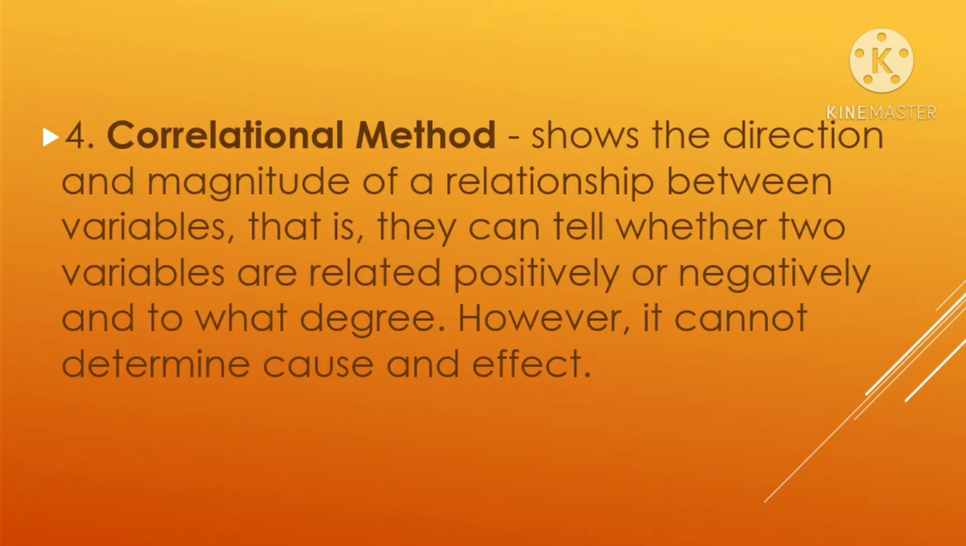The fourth research method is the correlational method. It shows the direction and magnitude of a relationship between variables. That is, it can tell whether two variables are related positively or negatively, and to what degree. However, it cannot determine cause and effect.